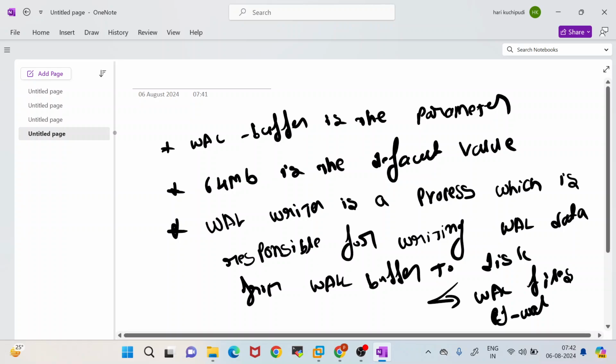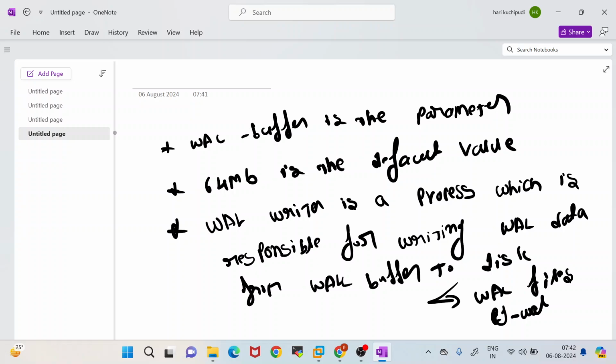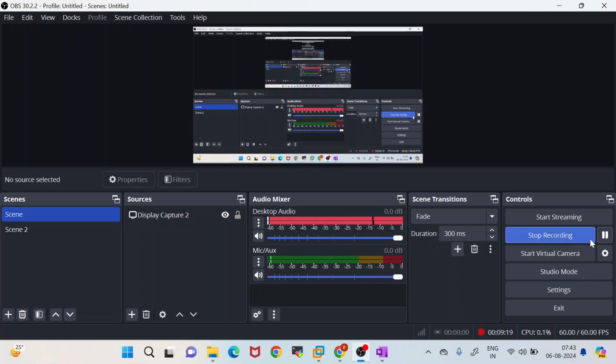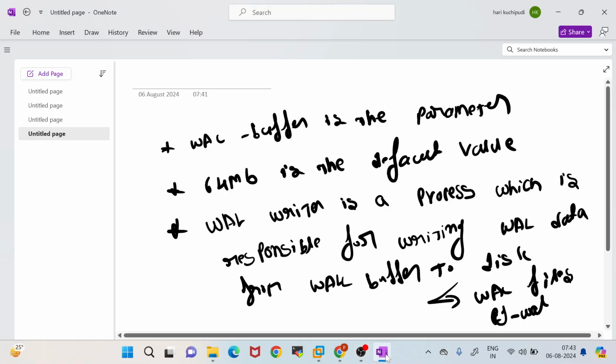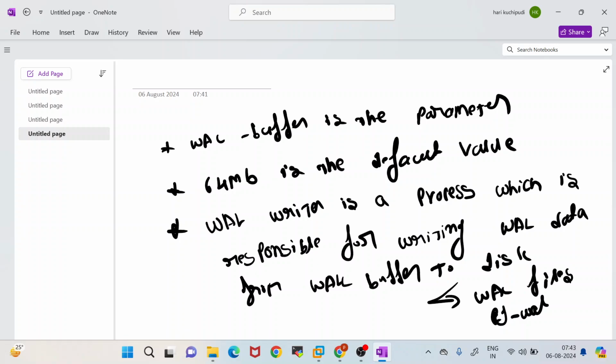No need to worry about all the locations, because we are going to discuss these things in the directory structures of a Postgres system. So the WAL writer is a process which writes WAL data from the WAL buffer to the disk. More about the WAL writer we will see in the process based architecture.